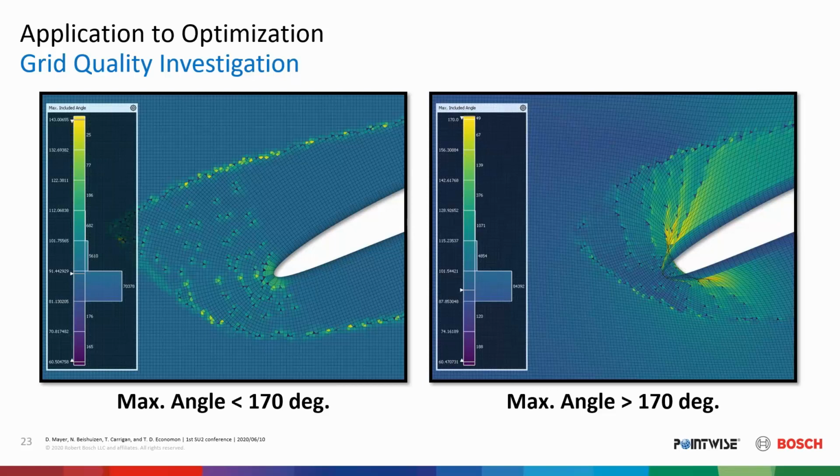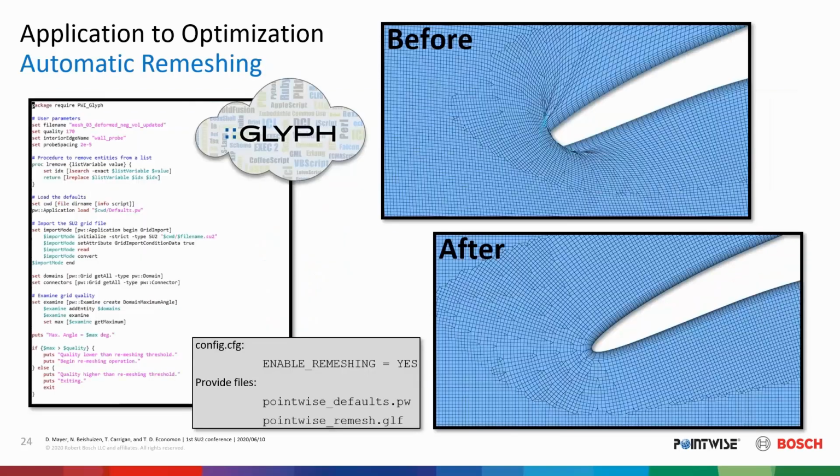And so again, you see on the left here, we're calculating max included angle. If it's less than our threshold, which is 170 degrees, the optimization will continue to progress. If it's greater than 170 degrees, we will then consider that to be a candidate for remeshing and go about doing the remeshing process inside Pointwise.